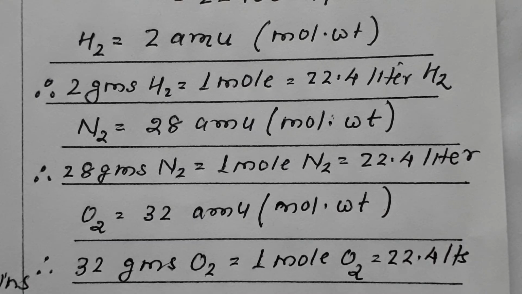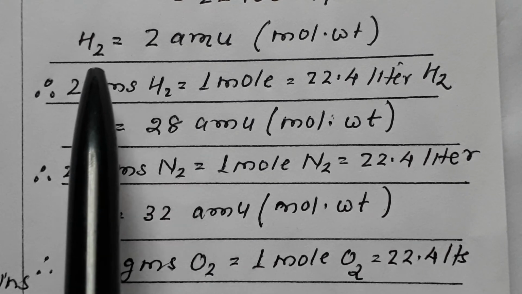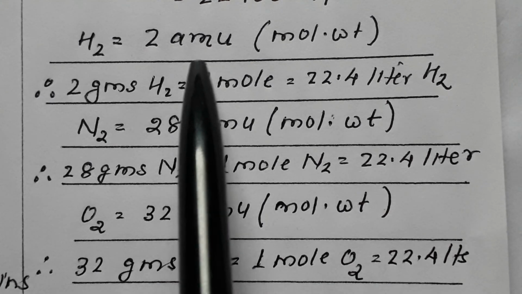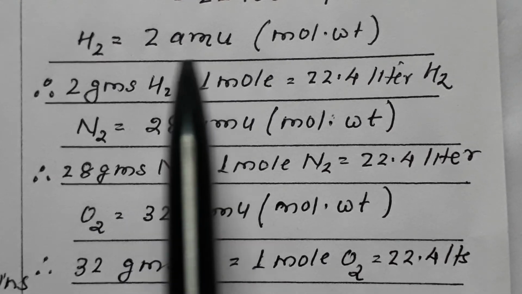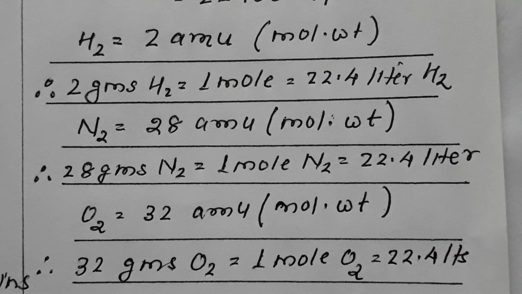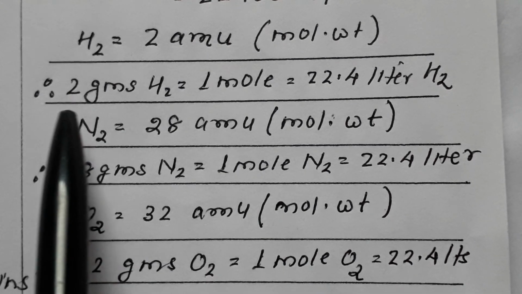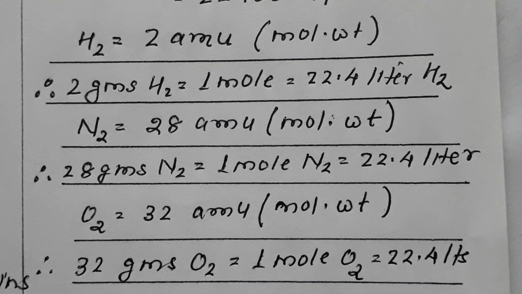Now let us deal with a few examples. Suppose for hydrogen, the molecular mass is 2 AMU. This is the molecular weight, and therefore we say 2 grams. This is in AMU. When written in grams, it is termed gram molecular mass. We have already discussed that atomic mass written in gram is called gram atomic mass. Molecular mass written in grams is called gram molecular mass, and gram atomic mass or gram molecular mass is termed as mole. So 2 gram hydrogen is 1 mole hydrogen, whose volume would be 22.4 liter.